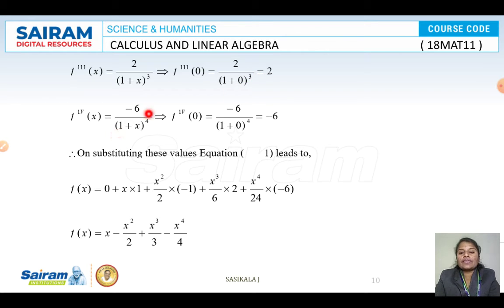f⁗(x) is minus 6 by (1 plus x) to the power 4. So what is that? Same process like the differentiation. Minus 6 by (1 plus x) to the power 4, which will give minus 6. So if you want, you can write it for one explanation I'll give.